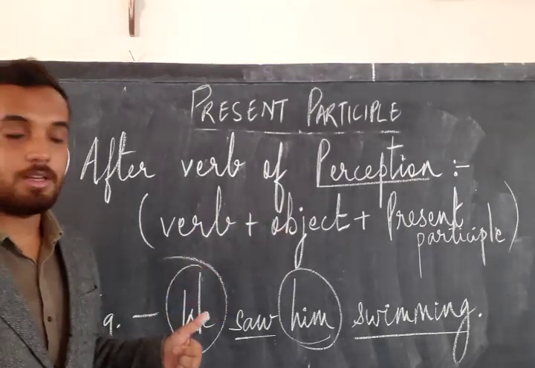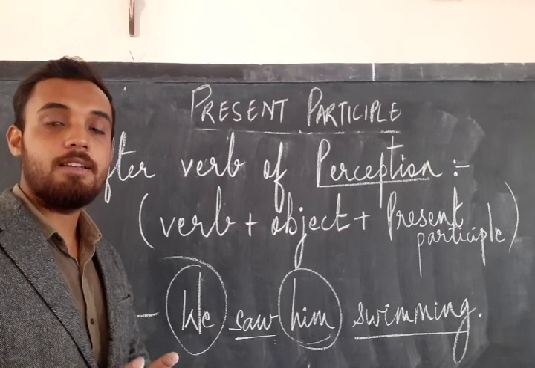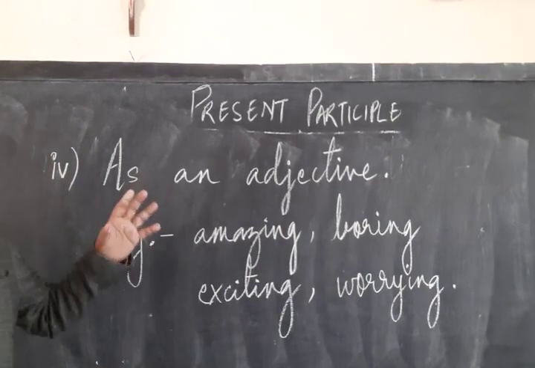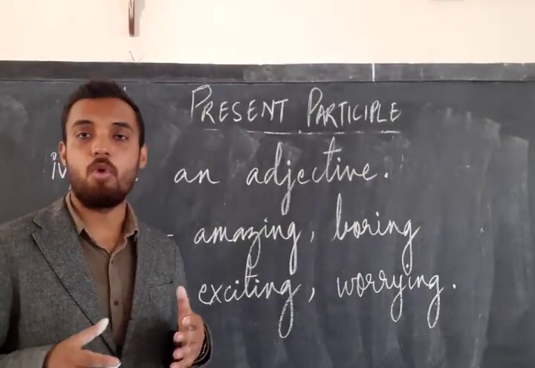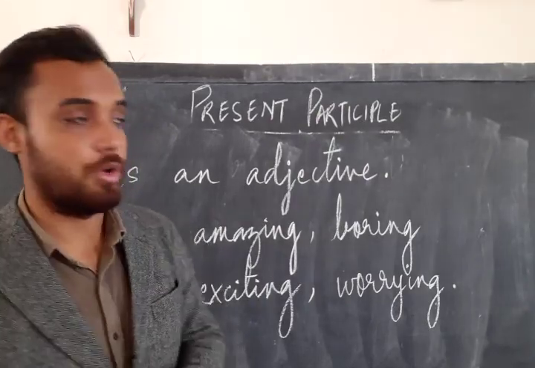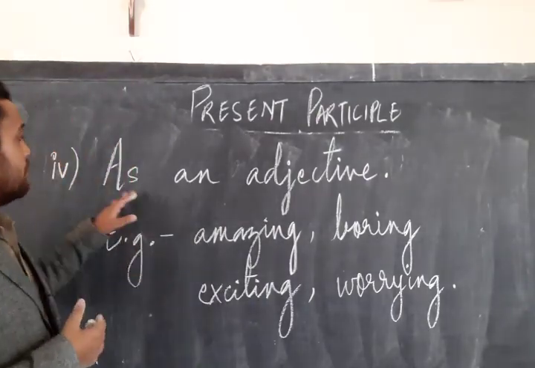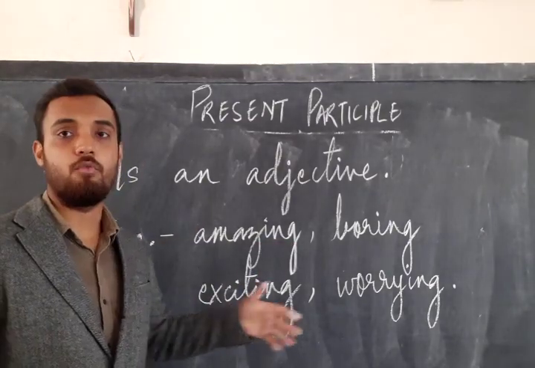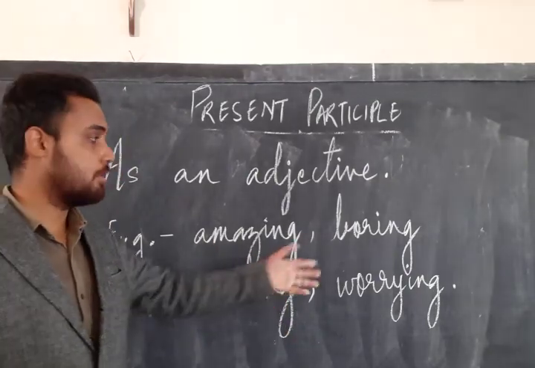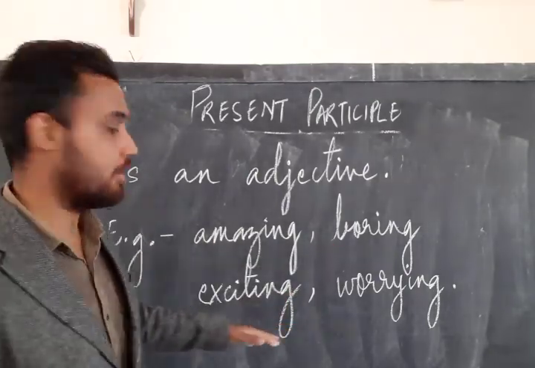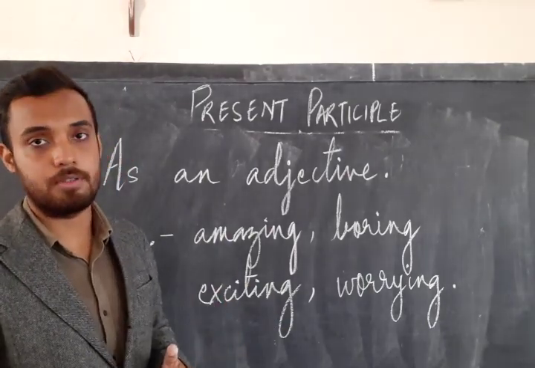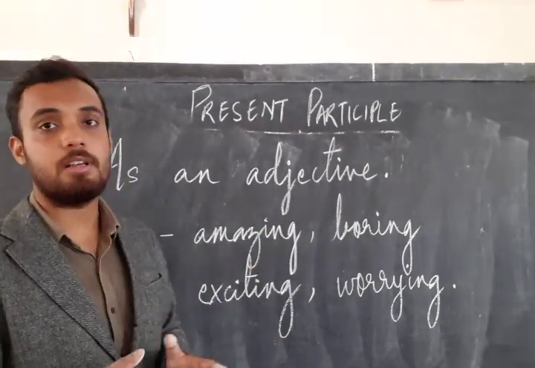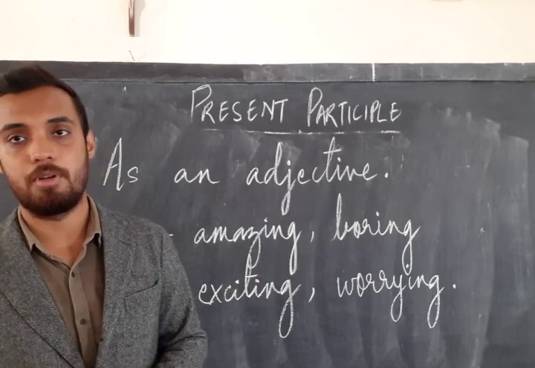The last rule is that we also use it as an adjective. I told you that the present participle can be used as an adjective also. And what is an adjective? A describing word. It describes. As an adjective, examples: amazing, boring, exciting, worrying. Amazing person, boring journey, boring day, exciting offers, worrying child. Okay, so these are the uses of the present participle.